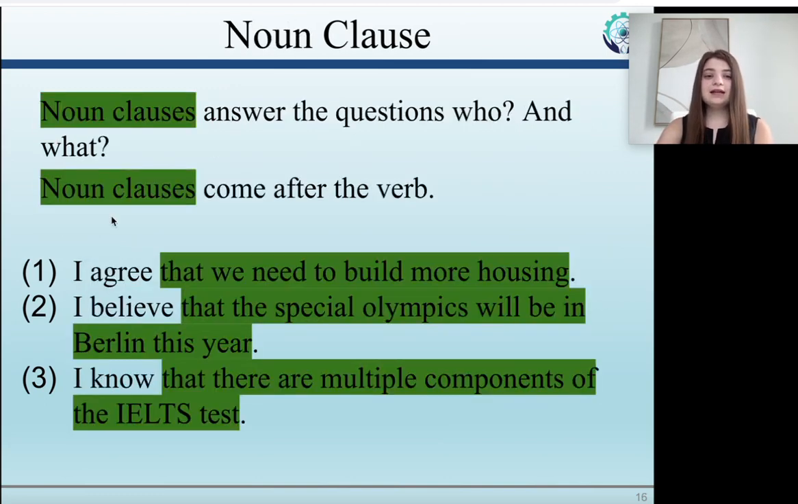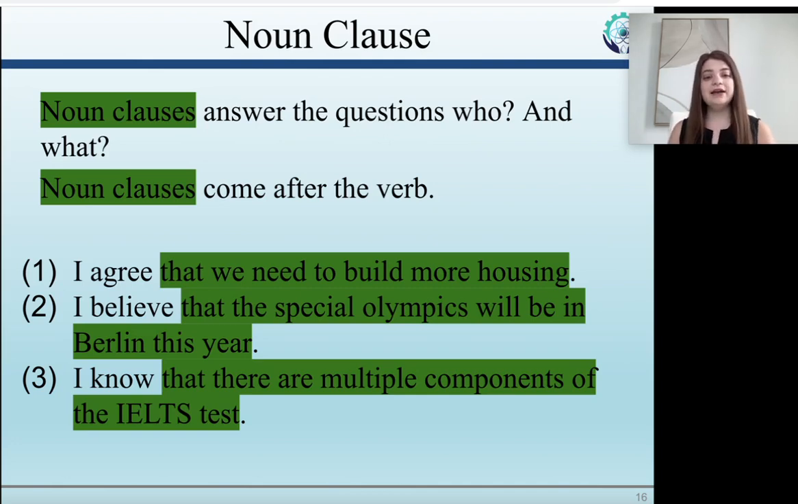Okay, let's next talk about noun clauses. Noun clauses answer the question who and what, and noun clauses come after the verb. The reason they're called noun clauses, even though they come after a verb, is because they take the place of a noun, right? They're a clause that can kind of take the place of a noun.